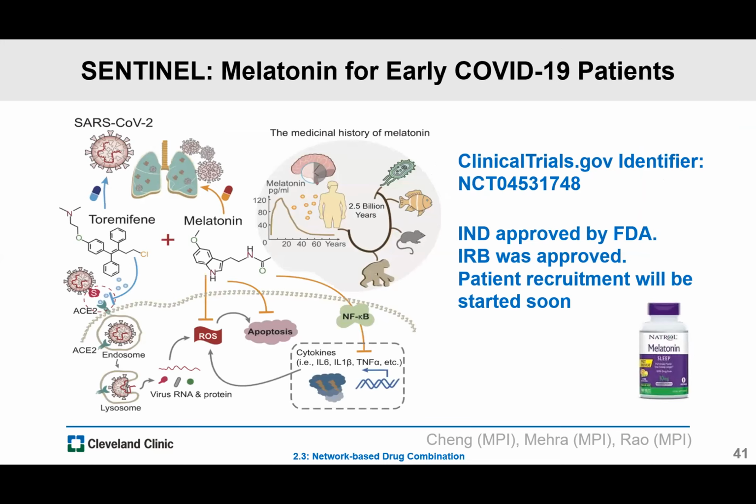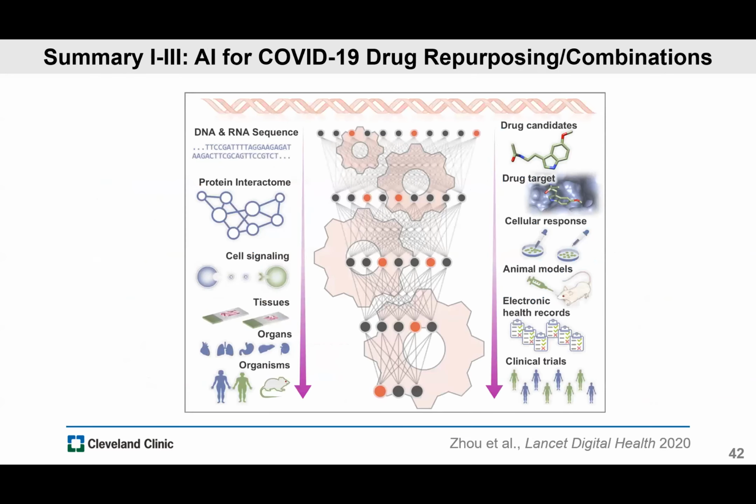So based on our previous computational results, EHR data, and cell-based assay, we proposed a clinical trial to test melatonin, or the combination therapeutic combining melatonin with tamoxifen, for possible COVID-19 treatment in early COVID-19 patients. This project is ongoing.